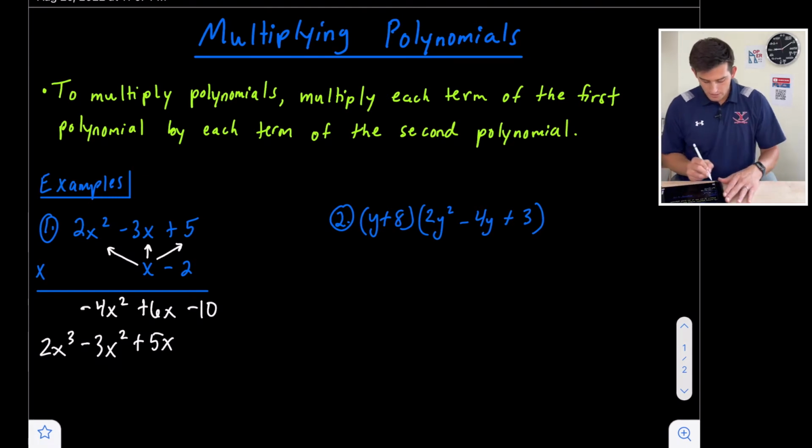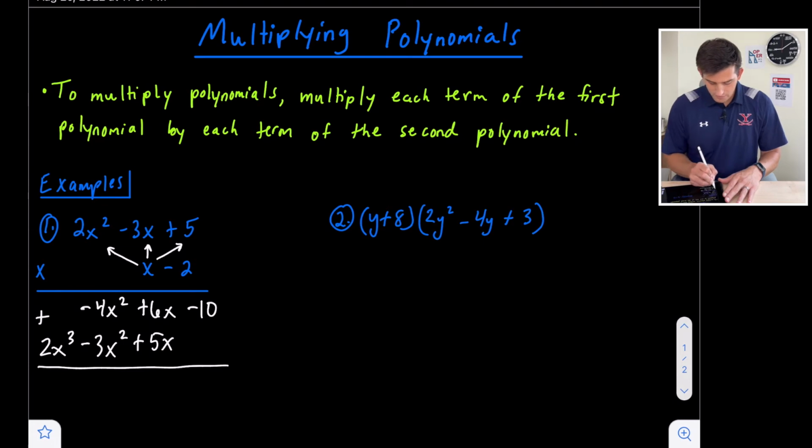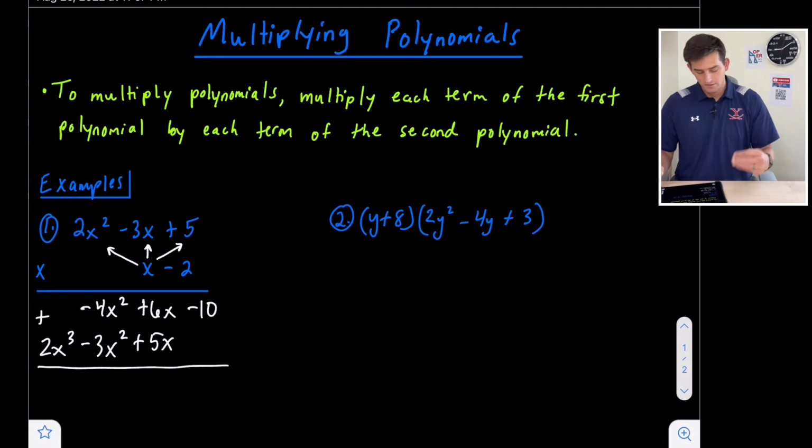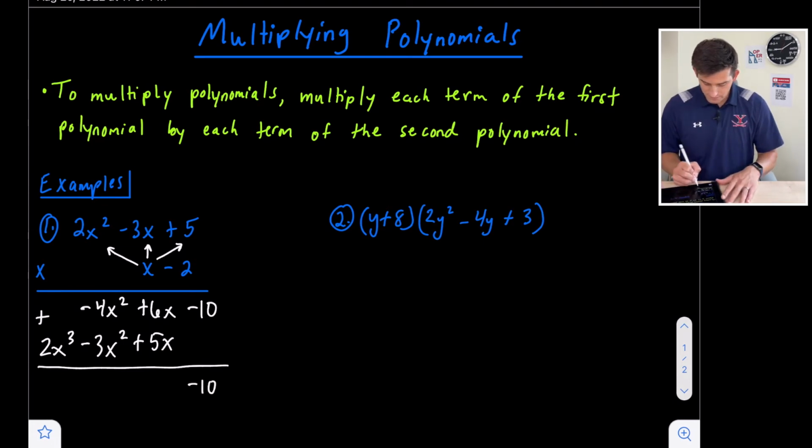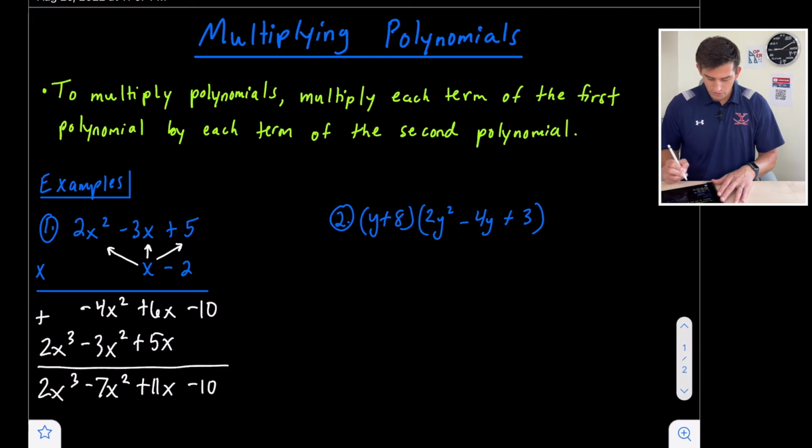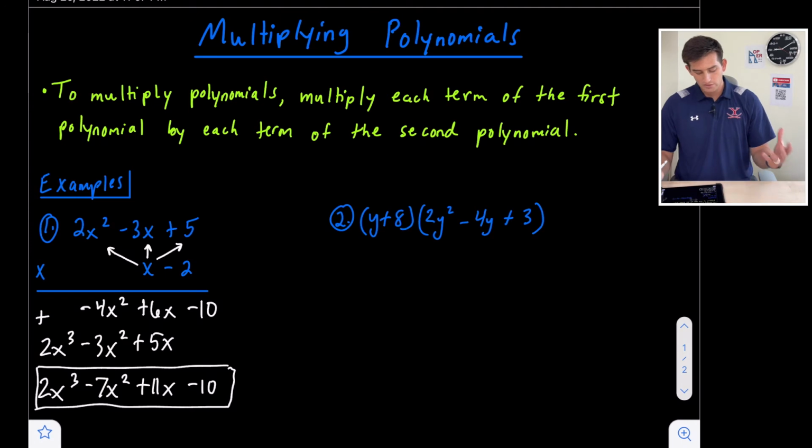Now we have like terms vertically aligned and we can add the result. This is going to be a negative 10. We have 6x plus 5x, which is 11x, negative 4x squared plus negative 3x squared, so negative 7x squared. And then we only have this one cubed term, so it's just 2x cubed. So our final answer would be 2x cubed minus 7x squared plus 11x minus 10. And that's how we can vertically multiply two polynomials.